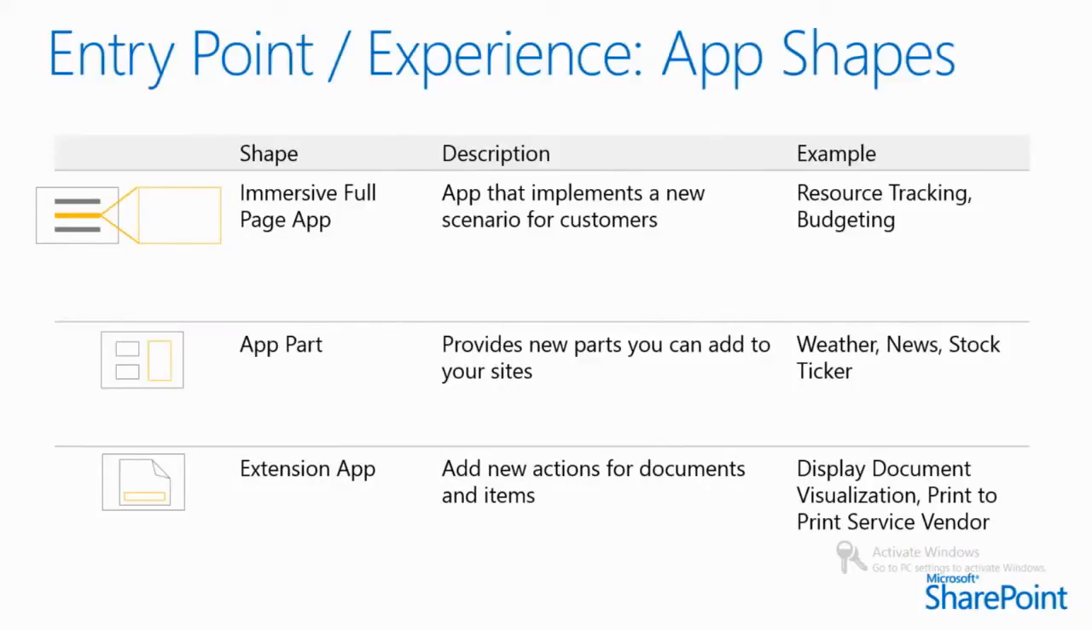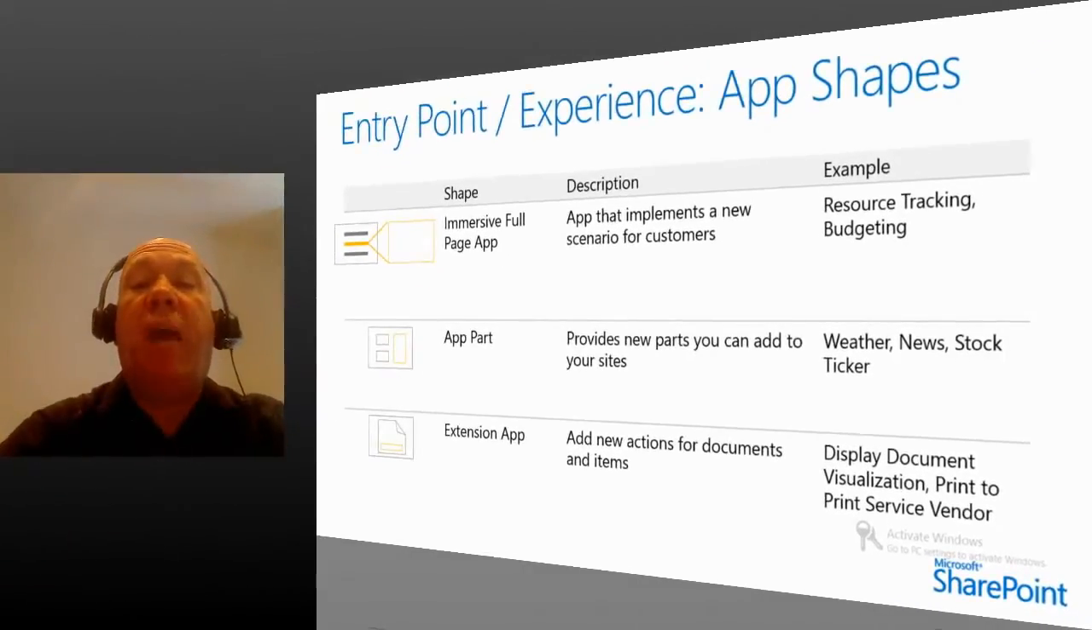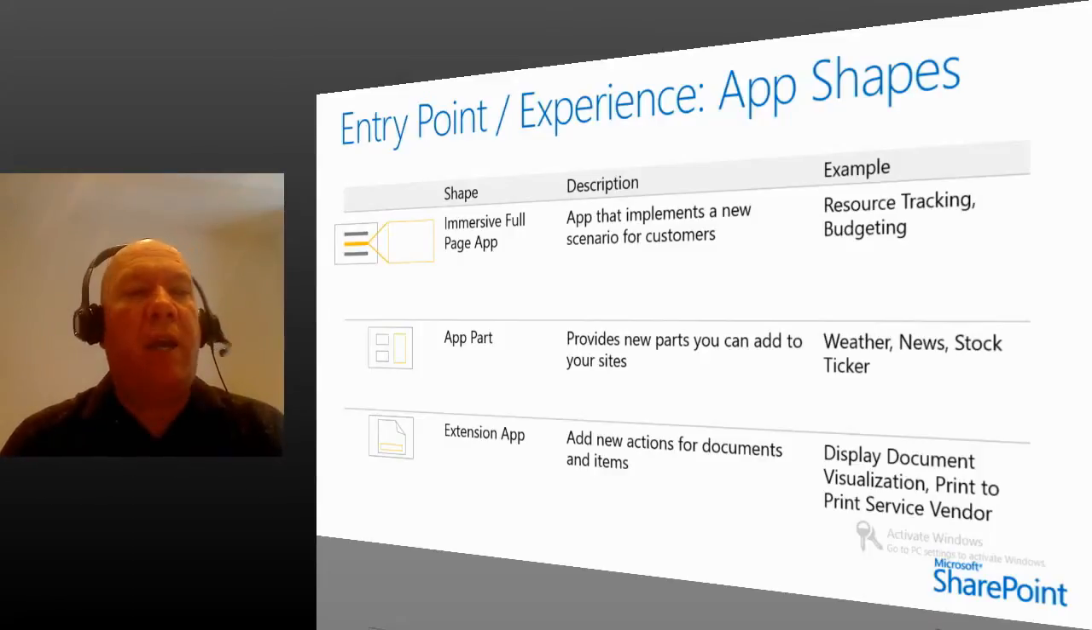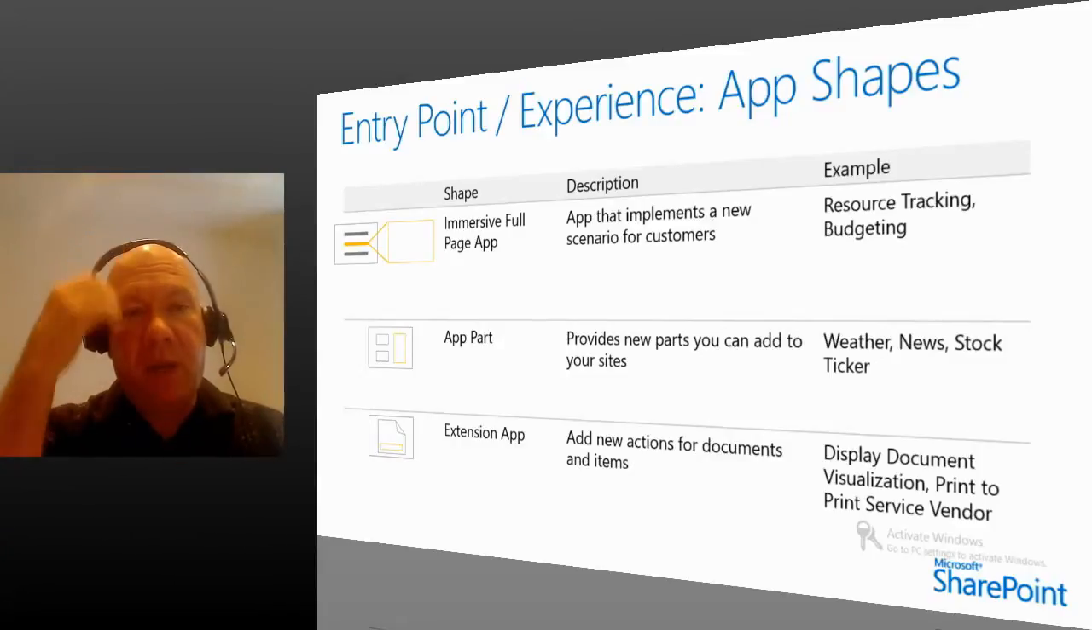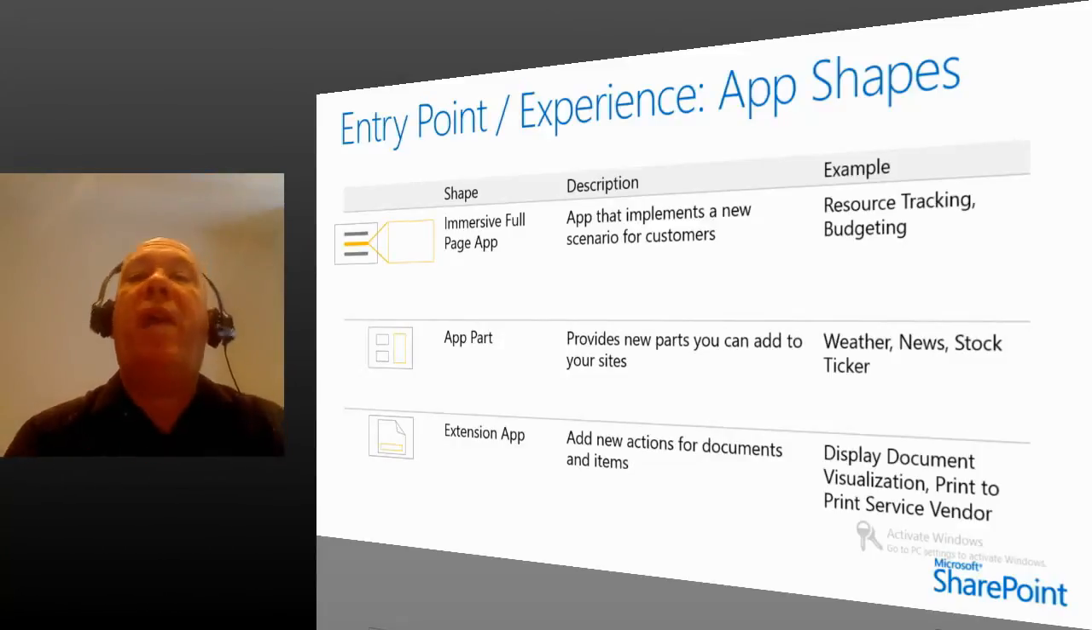Now, it turns out there are 3 different app shapes that are available to you. There is what is called the immersive full page application. The immersive full page app is what you saw with that Dell Social application. It takes over the entire page. From the user's perspective, they have no idea that they are working inside of SharePoint. There's also what's called an app part. An app part is like a web part, except for apps, which sounds stupid, I know, but ultimately that's the description. It's a small piece of functionality that sits inside of some other page on your particular site, and you can show bits and pieces of your application through that.